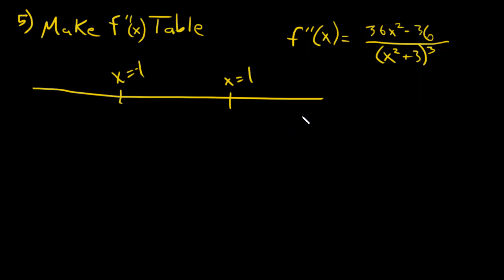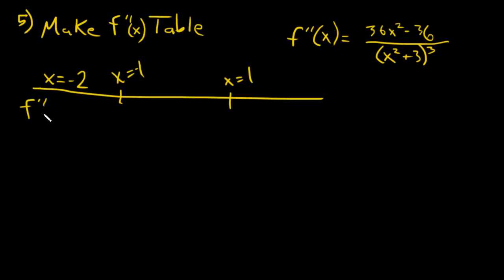Okay, so now that I have my double prime and I know what my inflection points are supposed to be, I need to know the behavior on either side of the inflection point. So I need a test value that is less than negative 1. How about negative 2? Up at the top, I just need to write the value. So x equals negative 2.